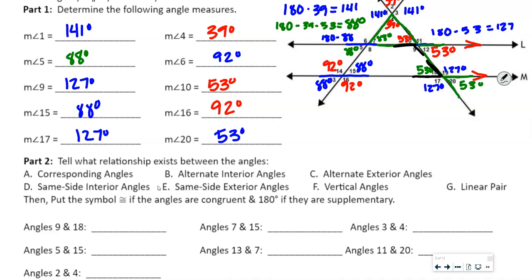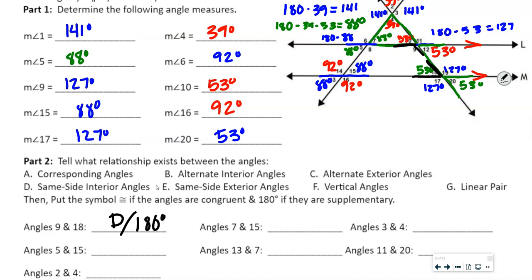Are they on alternate or same sides of the transversal? Same side, right? So same side and inside the parallel lines, right? So same side interior was D, right? And it also says to then put the symbol congruent or 180. So this is 180 degrees, right? They're not the same shape, so we know they can't be the same measure.